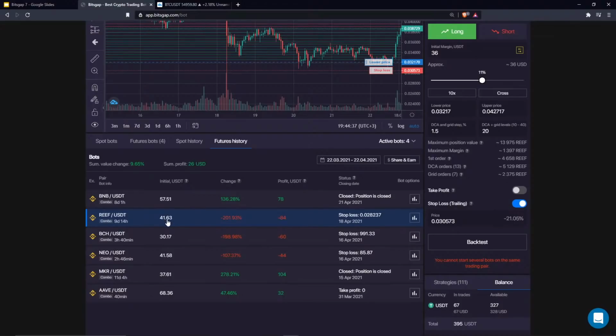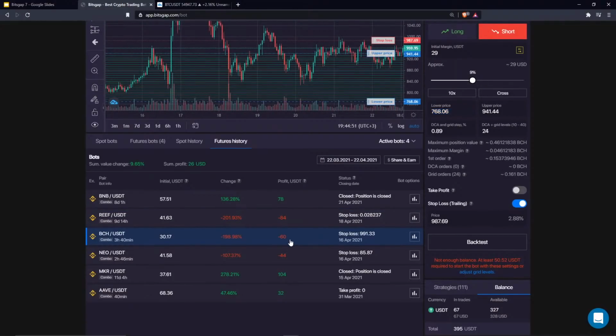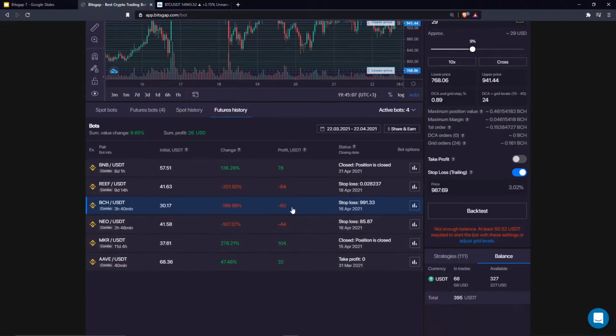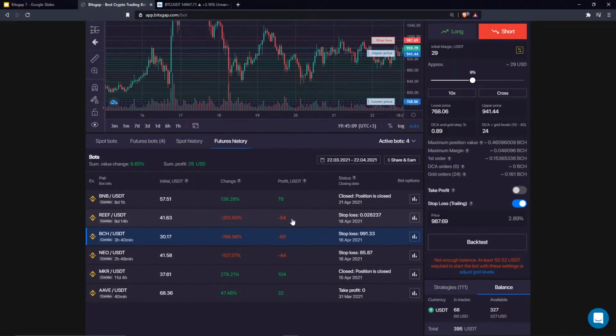So I started with 41, but I lost 84, because remember I told you that in the combo bot your initial margin can be increased up to 2 times. That's exactly what happened here. You see initial 30, but I lost 60 because the market went in the opposite direction heavily. That's why it increased the market exposure, and at some point stop loss was triggered, and that's why I lost 60 here, my double initial margin. So this is how it is.